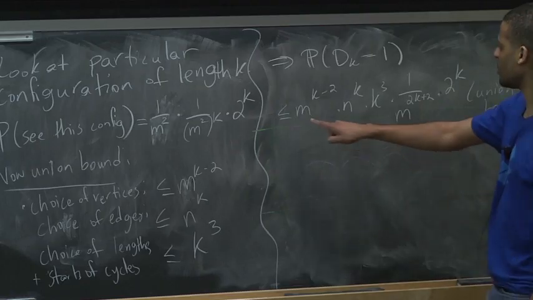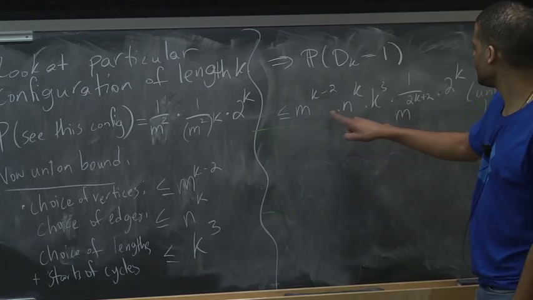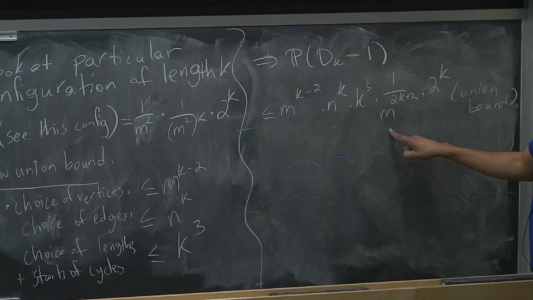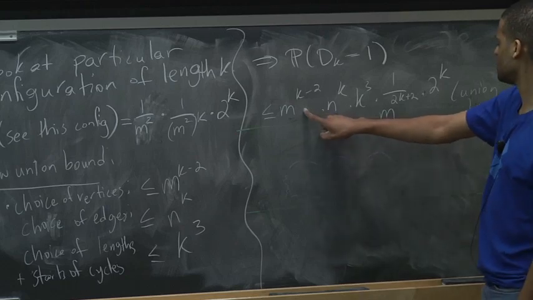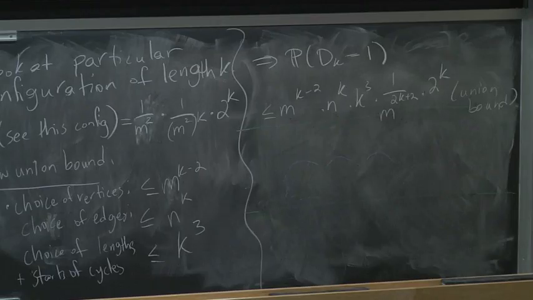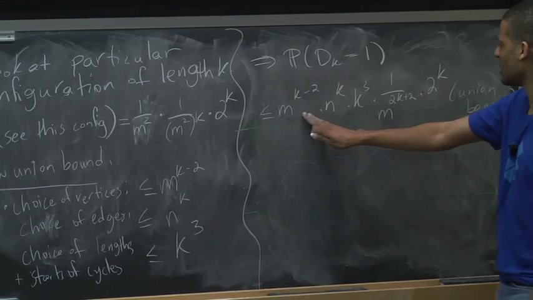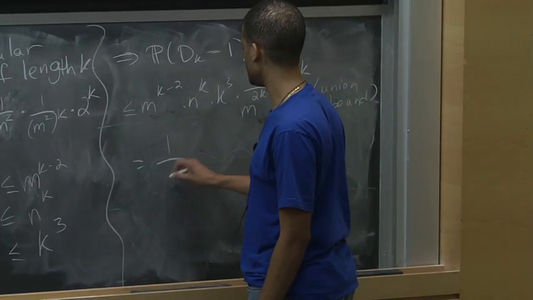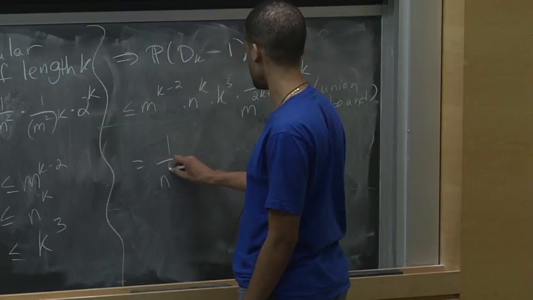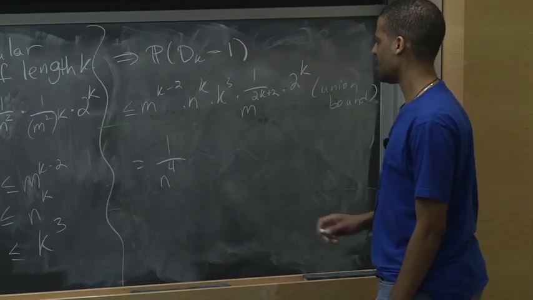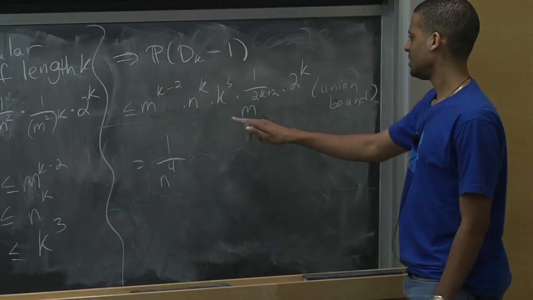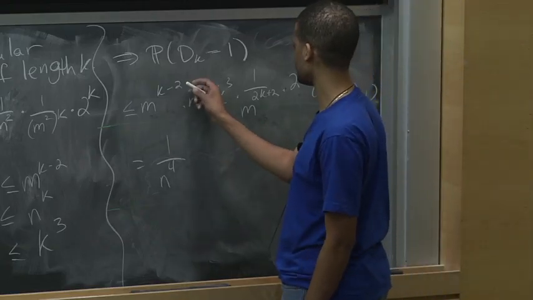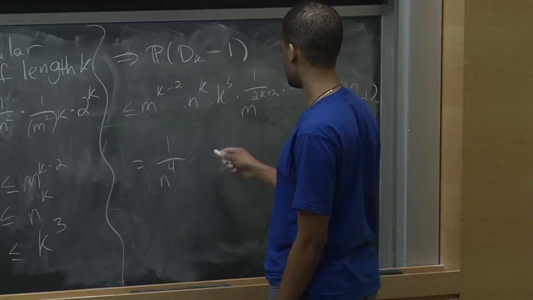So remember, m is 4n. So these combined give us n to the k. And this is n to the 2k minus 2. This is n to the 2k minus 2, and this is n to the 2k plus 2. So that should be 1 over n to the 2k plus 4, to the n to the fourth. And then here we have again 2 to the k. So that cancels. That's taking care of the n's.